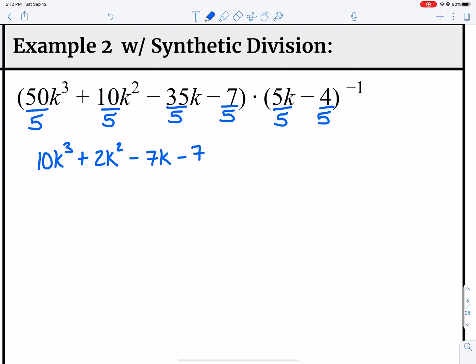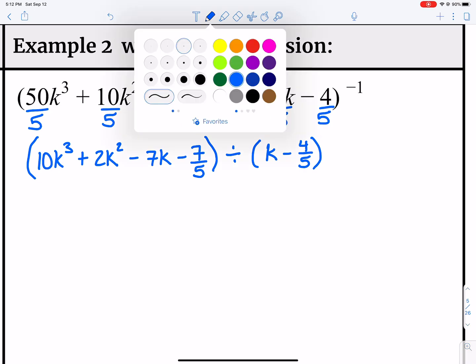And then we have minus 7 fifths. So just leave that. Don't worry about the fraction for now. It'll come out okay in the end. And then we're dividing by, and now we have 5 divided by 5 is just 1k minus 4 fifths. And remember, we want to divide by the root. So we need to find the root.